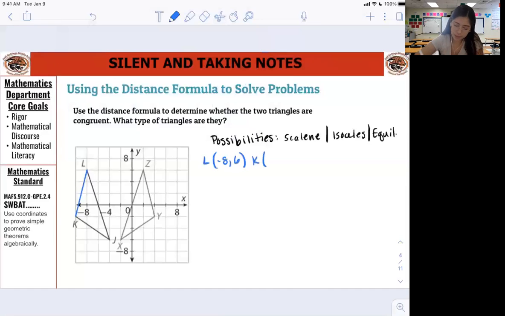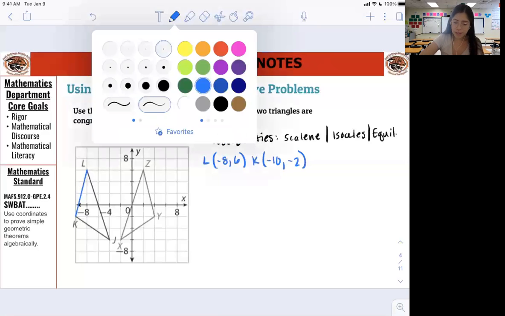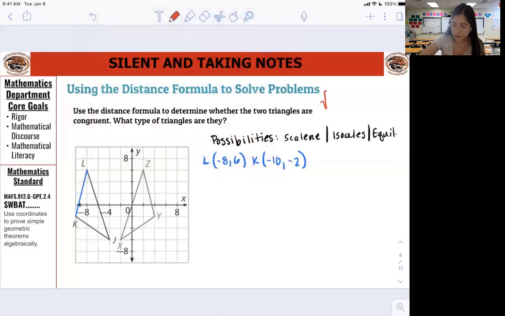Negative, good, -10 comma -2. Be careful. Okay, there are my values. Let me go ahead and just write my distance formula because I always like to have it in front of me. It's just to make sure I don't make a mistake. x2 minus x1 squared plus y2 minus y1 squared. Okay, here we go. Tell me what I put into my distance formula.